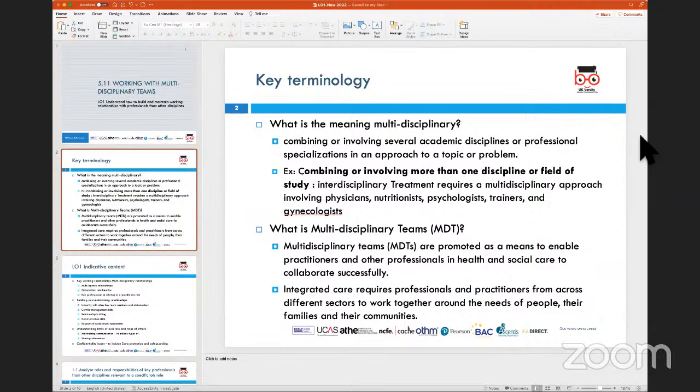Now, when we look at MD in particular, multidisciplinary, let's also expand it to say what a multidisciplinary team is.